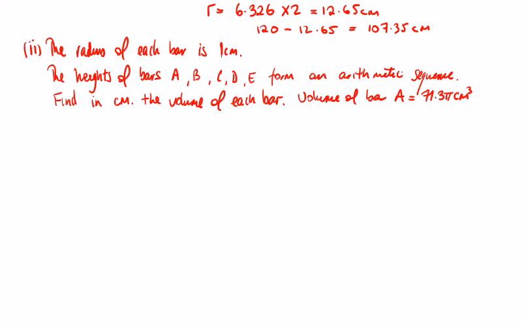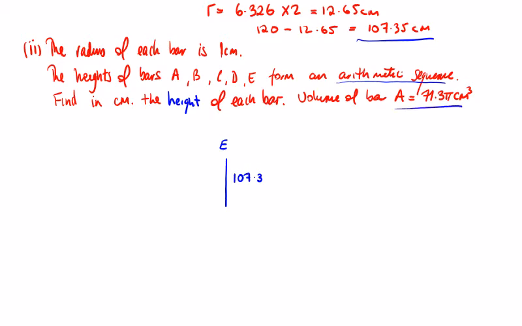B part 2, we're told that the radius of each bar is 1 centimeter and the heights of the bars A to E form an arithmetic sequence, so the same difference between each bar. Find in centimeters the height of each bar, not the volume. So what have we got? We've got the height of bar E, and it's 107.35. Let's just leave it at 107.3 for now.